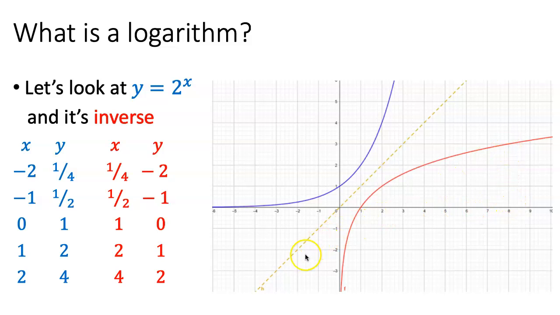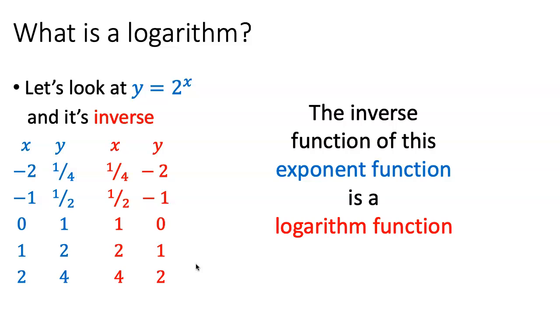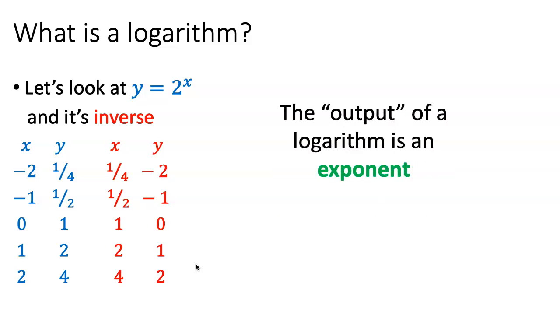And these are inverse relations, and you notice they are symmetrical about y equals x. We've learned about that before. So something special is going on here when we invert this exponential function. The inverse of an exponential function is a logarithm function. The output of a logarithm is an exponent.